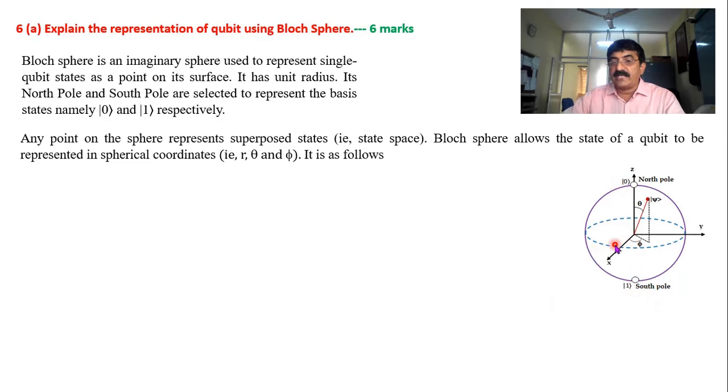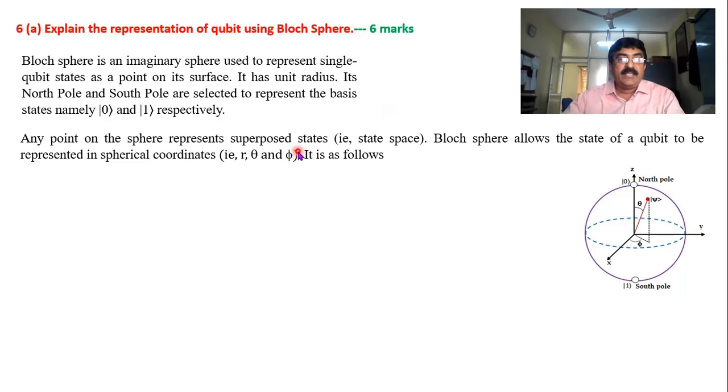have 3 dimensions, x axis, y axis and z axis, and any point on the sphere represents the superposition of 0 and 1. In a spherical system we have 3 coordinates, namely r, theta and phi. Spherical coordinates are represented by r, that is the radius vector, theta and then phi. Theta corresponds to the angle with the zenith or z axis. Phi corresponds to the angle with the x axis. This is nothing but the projection of the vector. Projection means it's a shadow. Please watch my Bloch sphere video for more details.